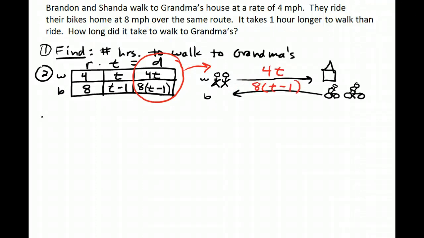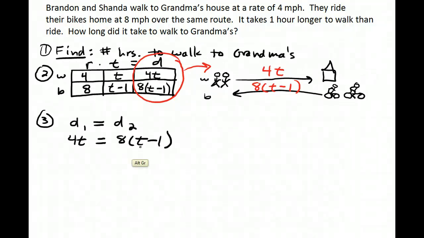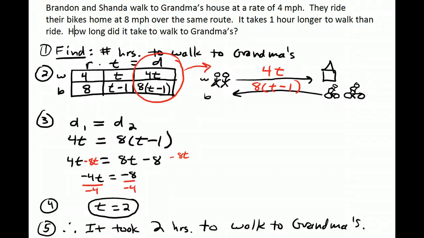So over here for step 3, I've got distance 1 equals distance 2. So fill it in with your 4t, and on the right side you would have 8 times the quantity, t minus 1. Now solve that. Alright, now I've solved the equation and I get t equals 2. So go back up to your table. We need the time for walking, and that's t. So my answer is 2. It took 2 hours to walk to Grandma's house.